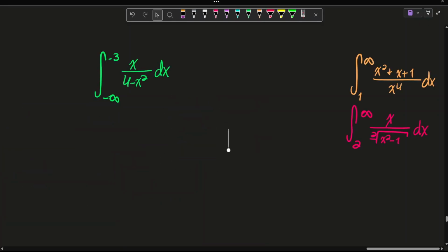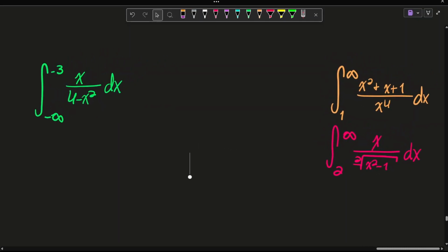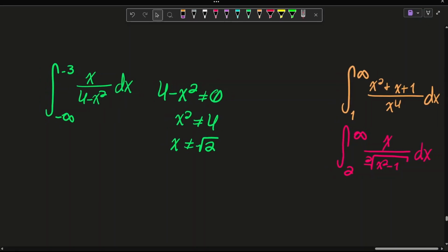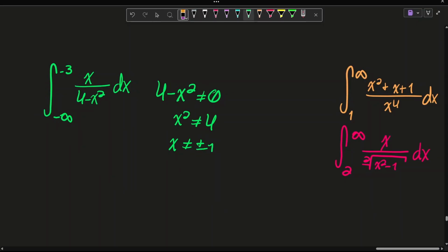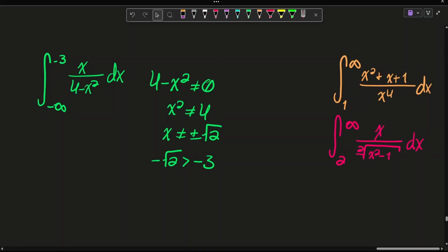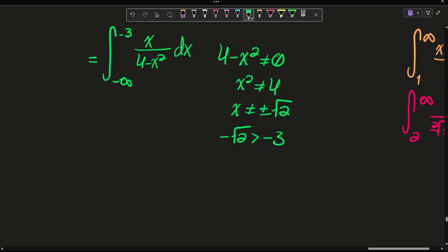Now this, okay, that's weird. We have to check for the asymptote. So 4 minus x squared cannot equal 0. Thus, x squared cannot equal 4. Thus, x cannot equal plus or minus 2. Plus or minus root 2. And of course, negative root 2 is greater than negative 3. So we don't have to break up the bounds. We can keep it the same.